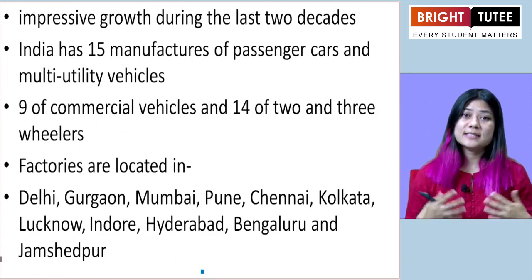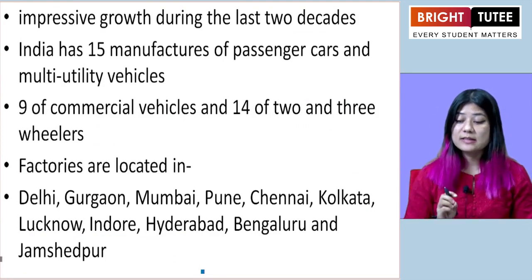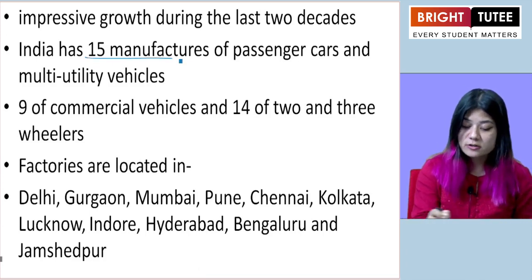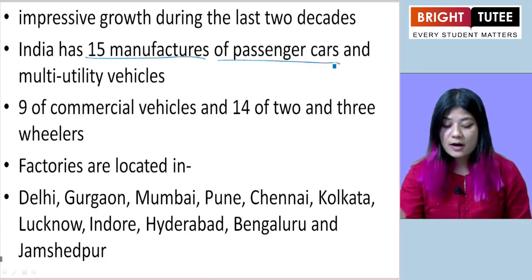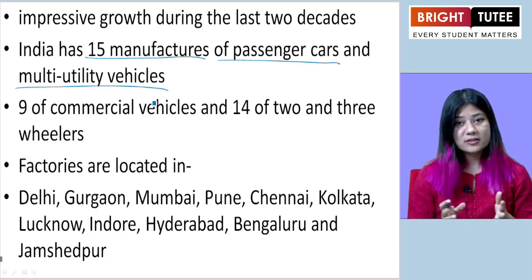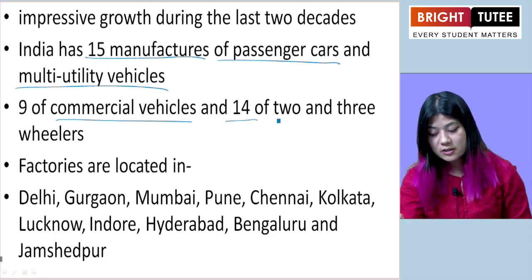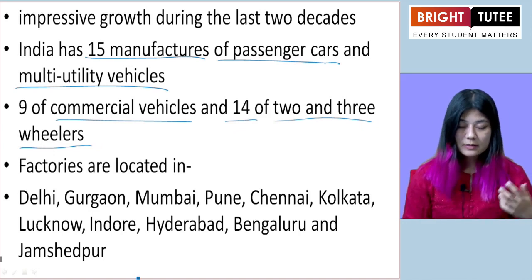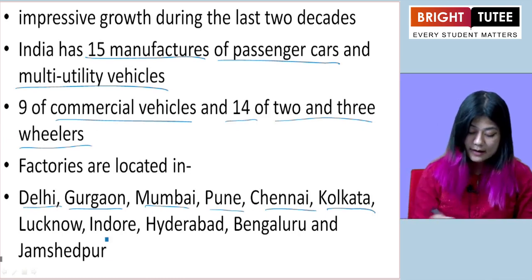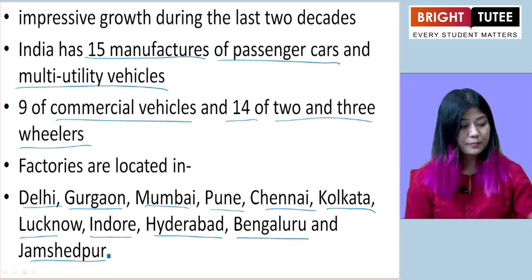And this industry has witnessed impressive growth. There has been impressive growth in this industry in the last 2 decades, in the last 20 years. India has 15 manufacturers of passenger cars and multi-utility vehicles, 9 manufacturers of commercial vehicles, and 14 of 2 and 3 wheelers. The factories are located in Delhi, Gurgaon, Mumbai, Pune, Chennai, Kolkata, Lucknow, Indore, Hyderabad, Bengaluru, and Jamshedpur.